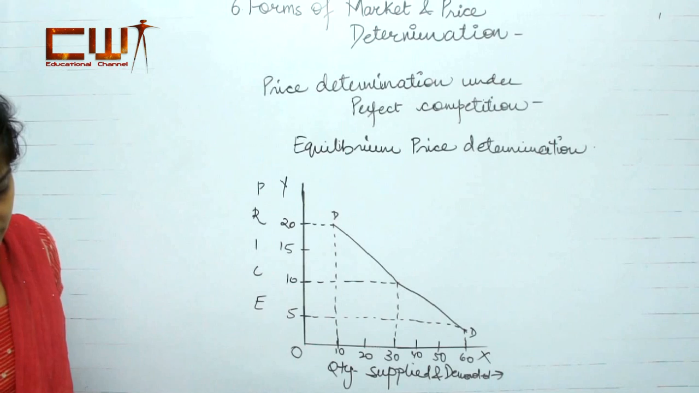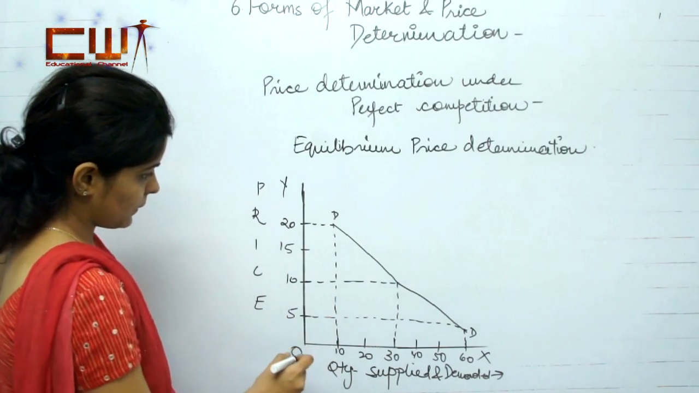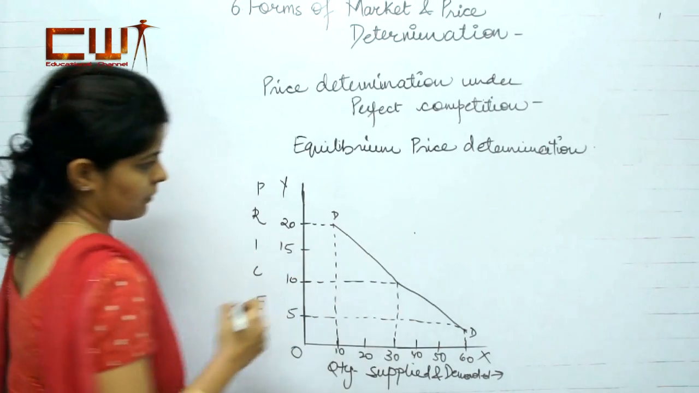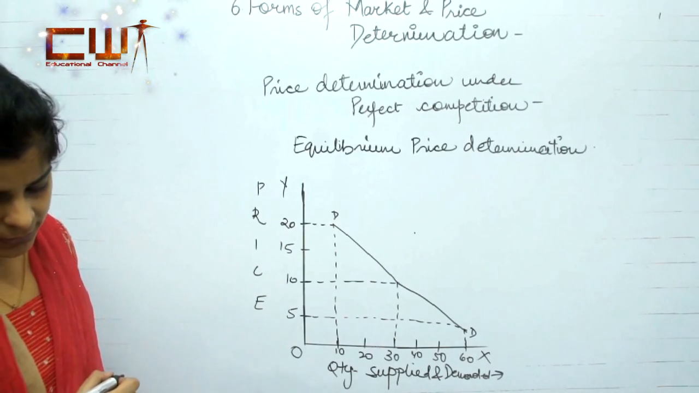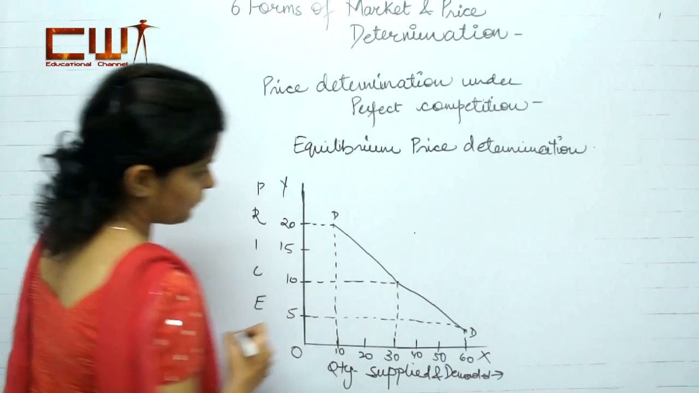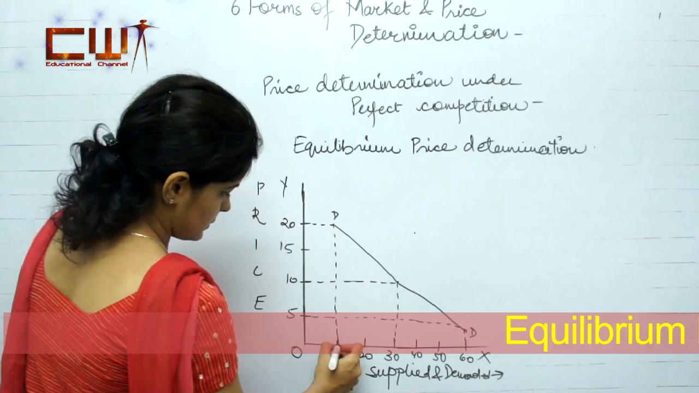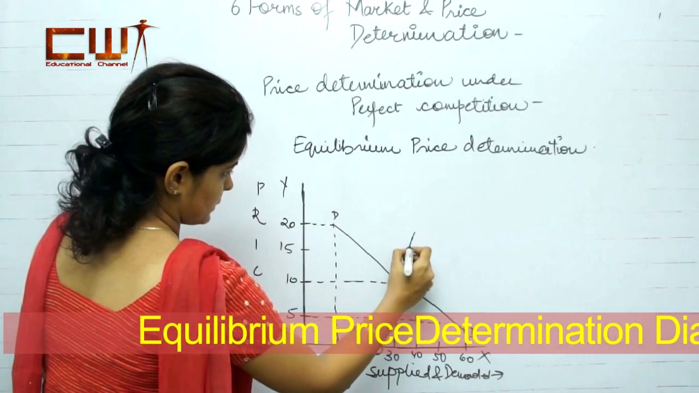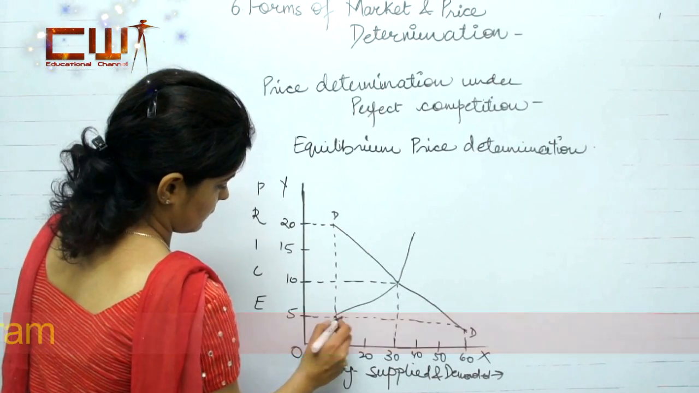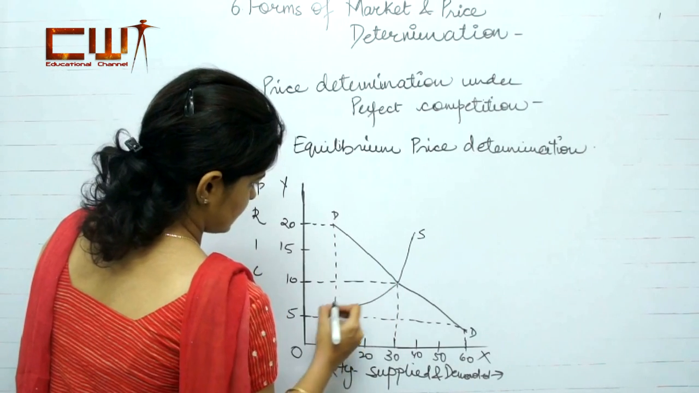Then you have supply. At the price of 20, it is 40. At the price of 10, it is 30. And at the price of 5, it is 10. So it's this way. It stops here. This is your supply schedule, SS.